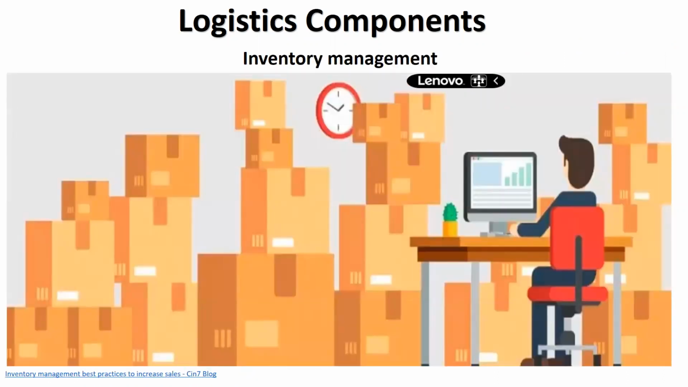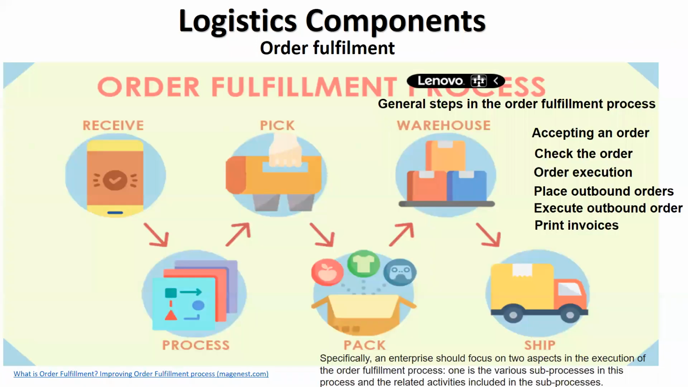So then we have inventory management, which is also another part of the component of logistics. And these are all huge aspects or concepts that are activities within the logistics operation, which should be taken seriously. Inventory management is a big deal. And then we have the order fulfillment, where a customer places an order and there's an order fulfillment strategy. And we are saying that specifically an enterprise will focus on two aspects in the execution of the order fulfillment process. One of the various sub-processes in this process and the related activities included in the sub-process.